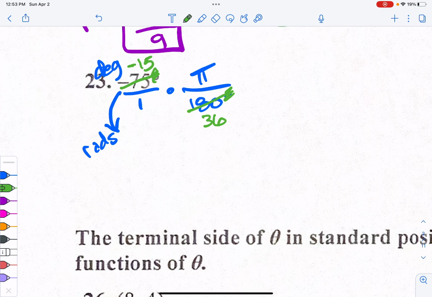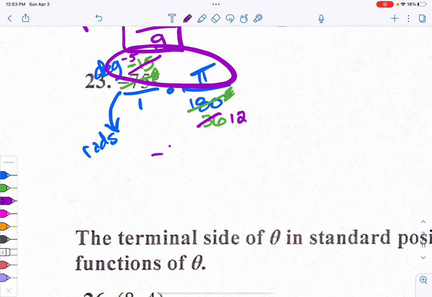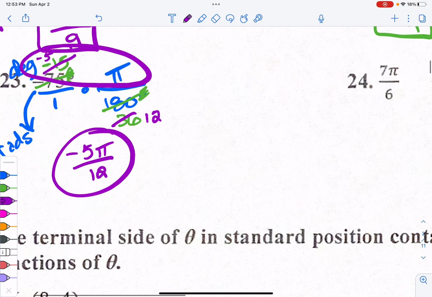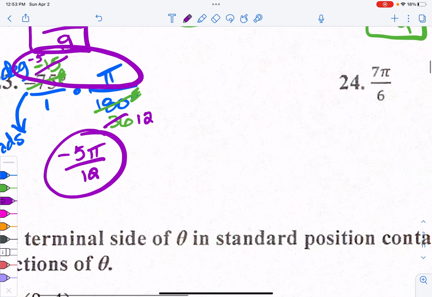Oh, but wait a second. I can divide bigger than that. 15 and 36 now will divide by 3. Right? Yes. So 15 divided by 3 is -5, and 36 divided by 3 is 12. So I have -5 and pi on the top, and I have 12 on the bottom. So there we go. Sometimes you might have to keep reducing if you don't choose a big enough number to begin with. I should have probably divided by 15 to begin with, instead of dividing by 5 and dividing by 3. Anyway, so -5 pi over 12.